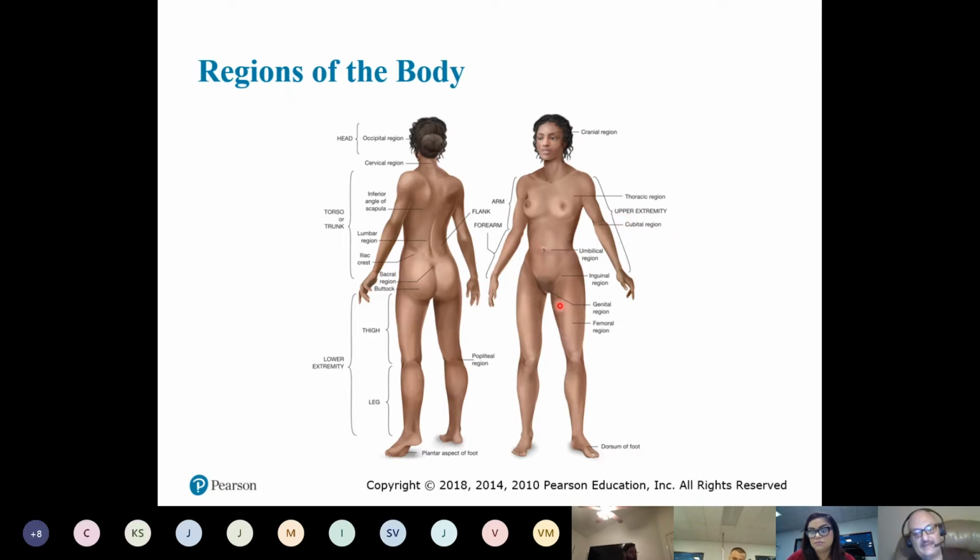And so the leg, this is no longer your leg. This is your lower extremity. The lower extremity consists of the hip, the thigh, the knee, the leg, the ankle, the foot, and the toes.